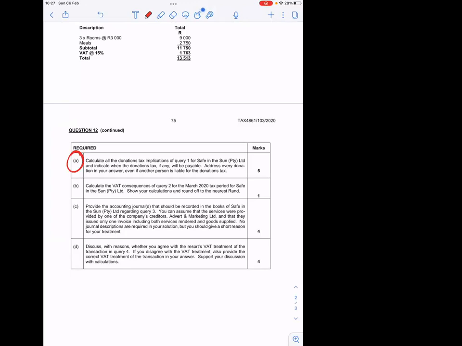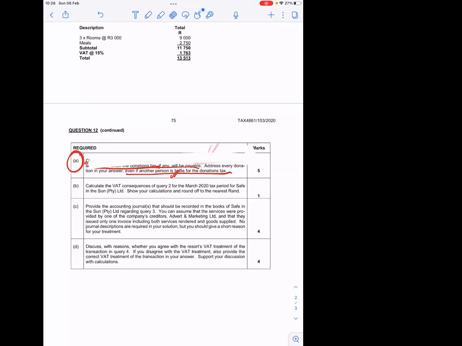Remember, we still have got to do section 7C, we still have got to do section 7D. Right, calculate all the donations tax implications of query 1 for Safe in the Sun Limited and indicate when the donations tax, if any, will be payable. Address every donation in your answer, even if another person is liable for the donations tax. Query 1, we go to query 1. We're accounting for this company, but they say even if someone is liable, we have to address it.